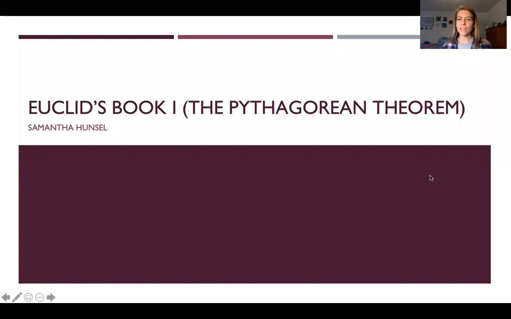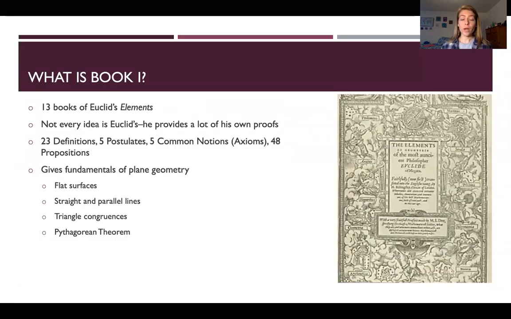Hi, I'm Sam Hunsel, and I'm going to present on Book 1 of Euclid's Elements, and more specifically go into a proof of the Pythagorean Theorem. So what is Book 1? I know there's a presentation before this one about who Euclid is and more of the history on Euclid, so I would suggest watching that before watching mine.